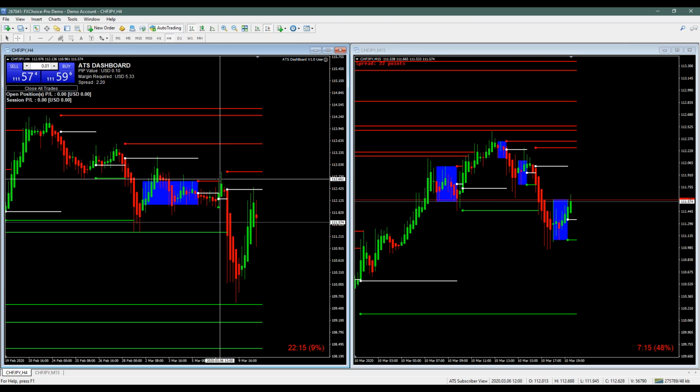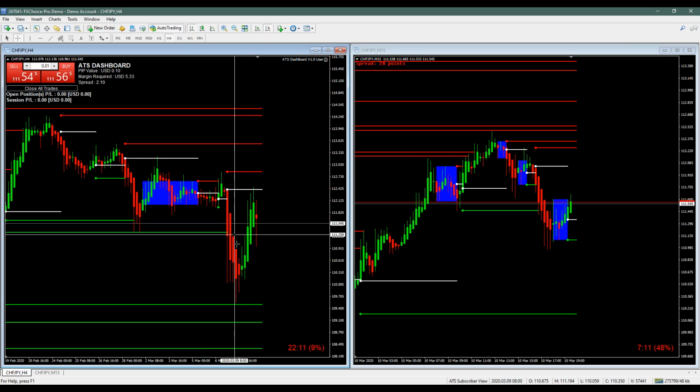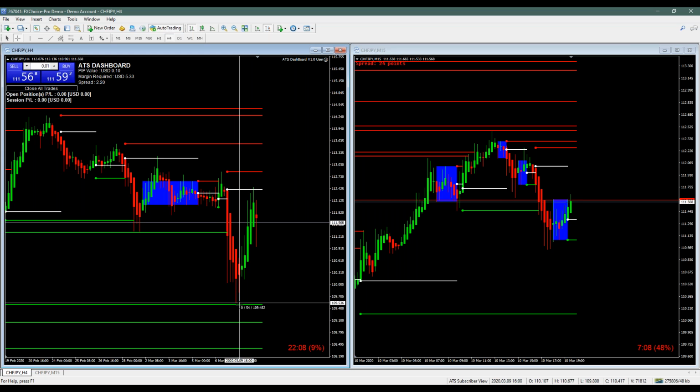So we can see the market whipped down. We took out this liquidity line and pushed a little bit past it, and we had one of the telltale signs of a possible reversal: going right up to a liquidity line and then backing off and turning the other direction.